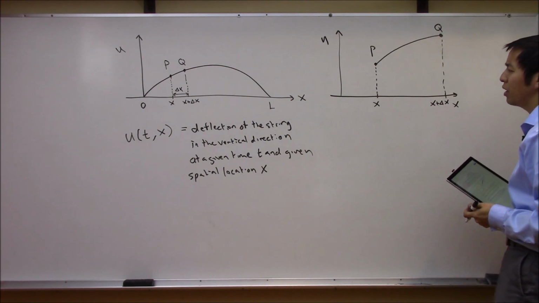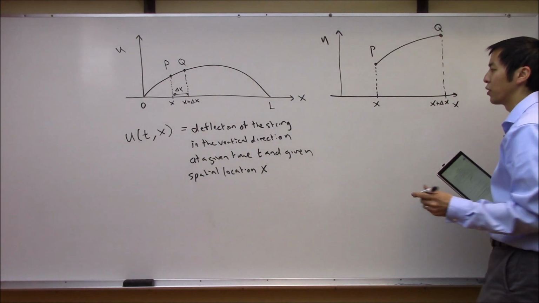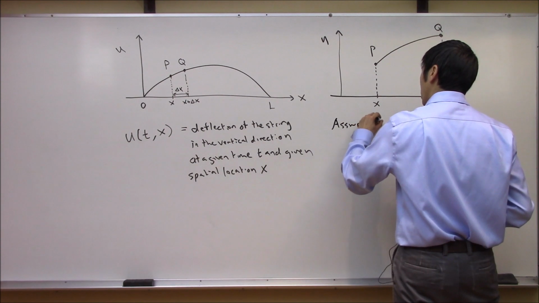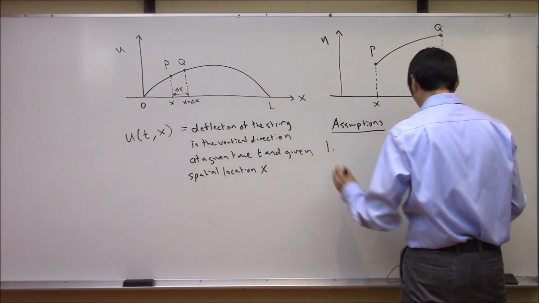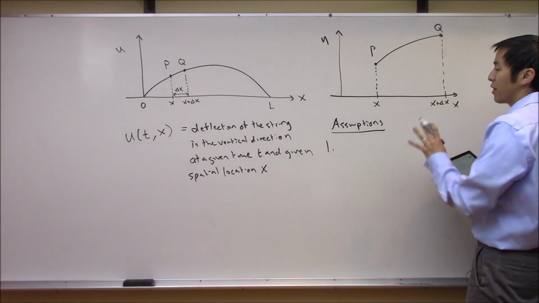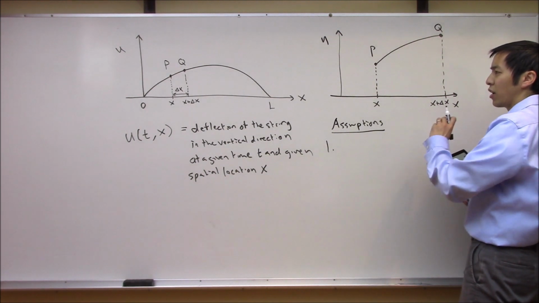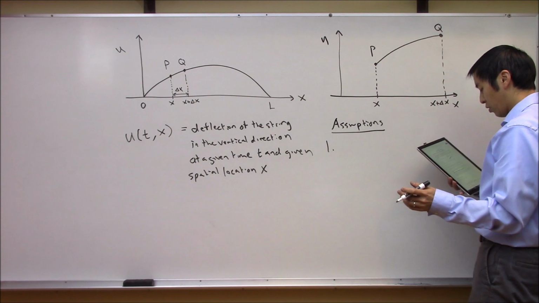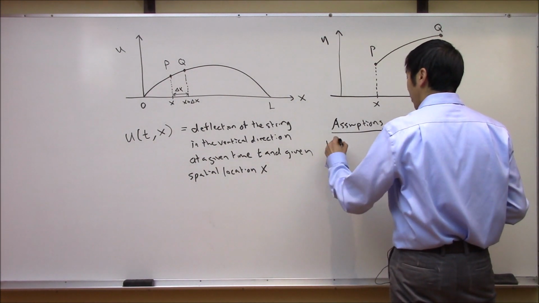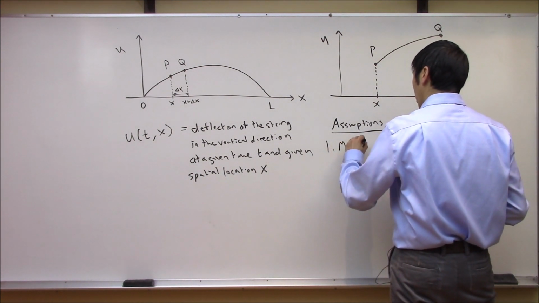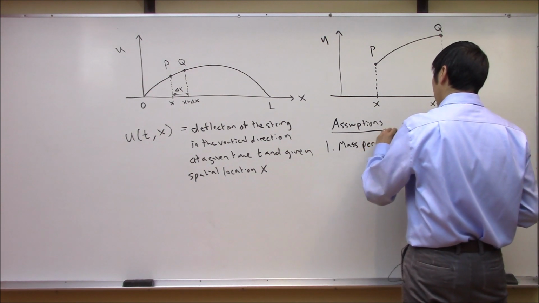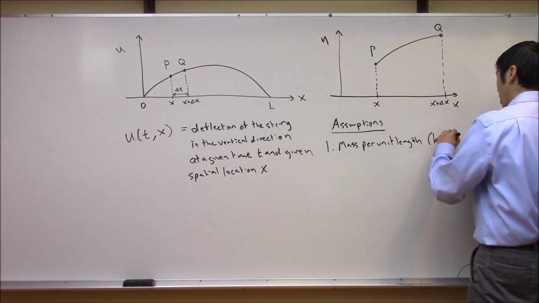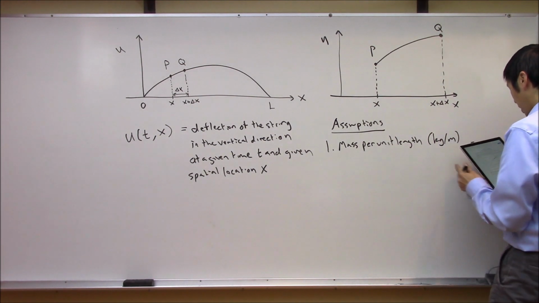Let's make a couple of simplifying assumptions for this. In terms of assumptions, we're going to make a couple of them. One, let's assume that the mass of this string is uniformly distributed across the entire length of the string. So let's write this down and say that the mass per unit length, in units of kilograms per meter, is constant.